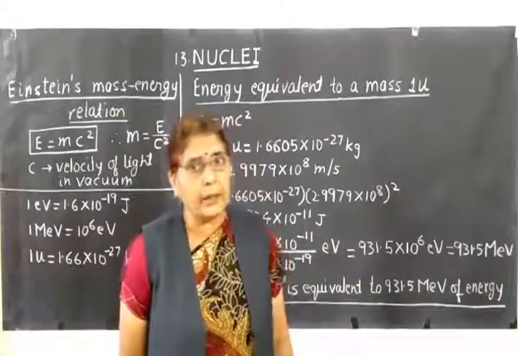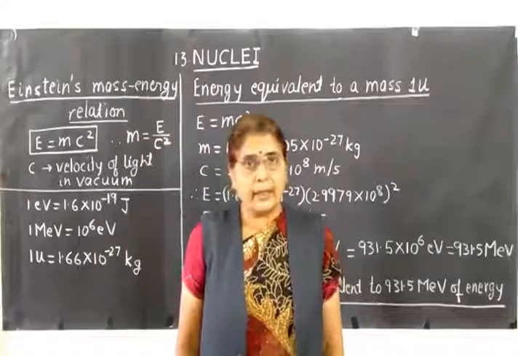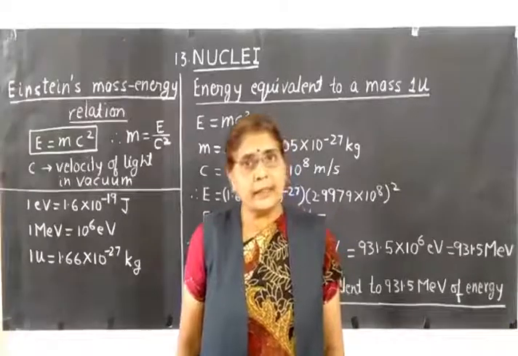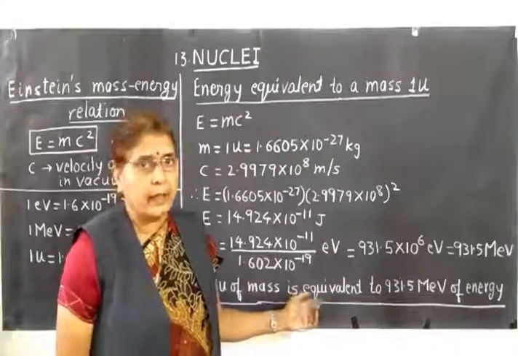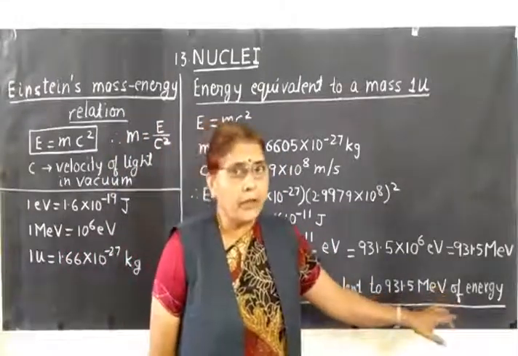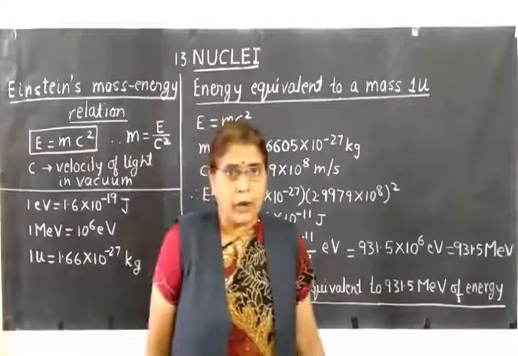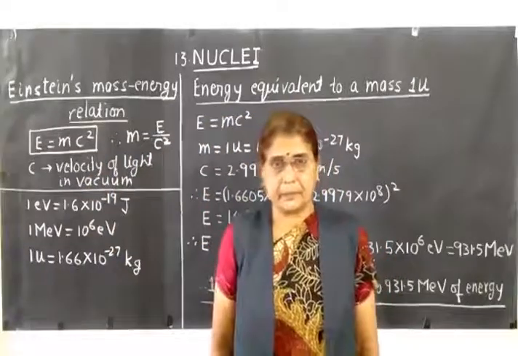This is a very important relation. In the problems on nuclear physics, where you have to find out the binding energy or the energy released in a nuclear reaction, we directly make use of this relation. 1 U is equivalent to 931.5 MeV of energy. This is a very important relation, and we have got it using Einstein's mass energy relation.